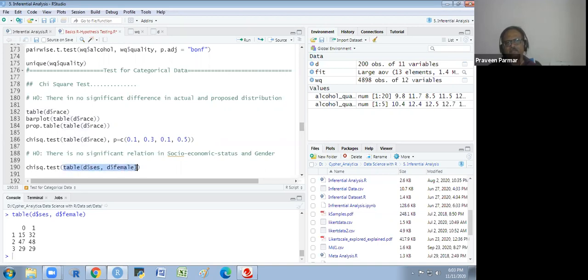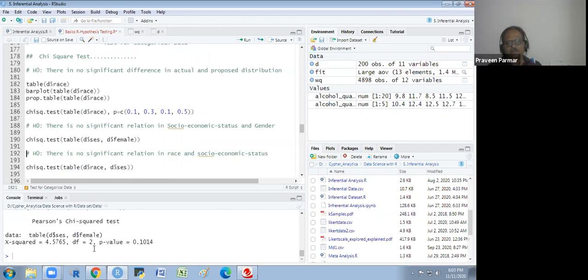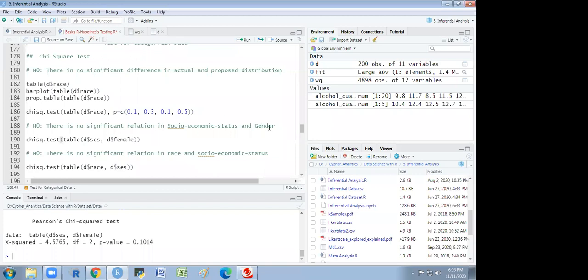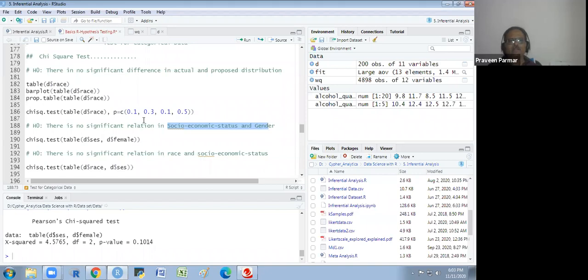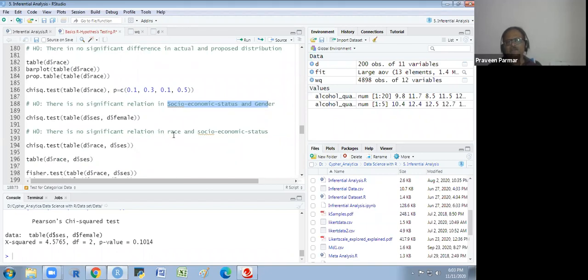We just write down the table and run it, and we get the p-value. The p-value is 0.10. So there is no significant relation between gender and socioeconomic status. Second, I have taken race and socioeconomic status. I have just put the race and the SES.